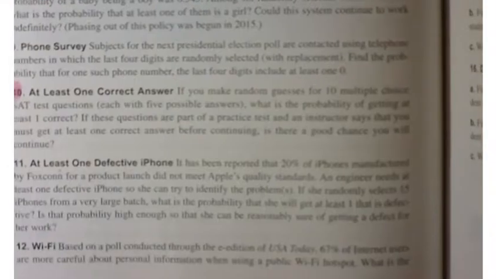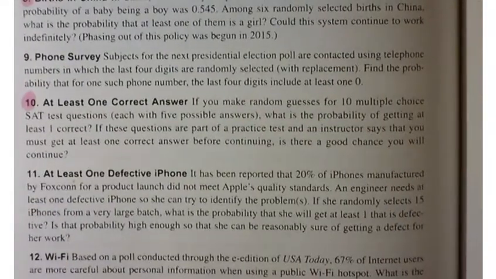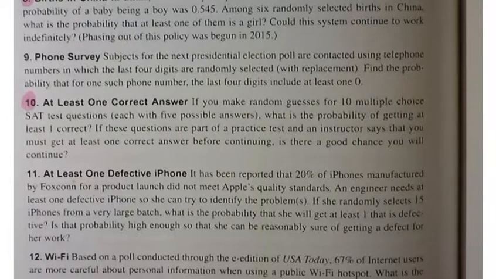So, let me zoom in a little bit. If you make random guesses for 10 multiple choice SAT test questions, each with 5 possible answers. Now I'm assuming that even though it has 5 possible answers, how many are right? 1. Just 1. So 1 out of the 5 is right. What is the probability of getting at least 1 correct?